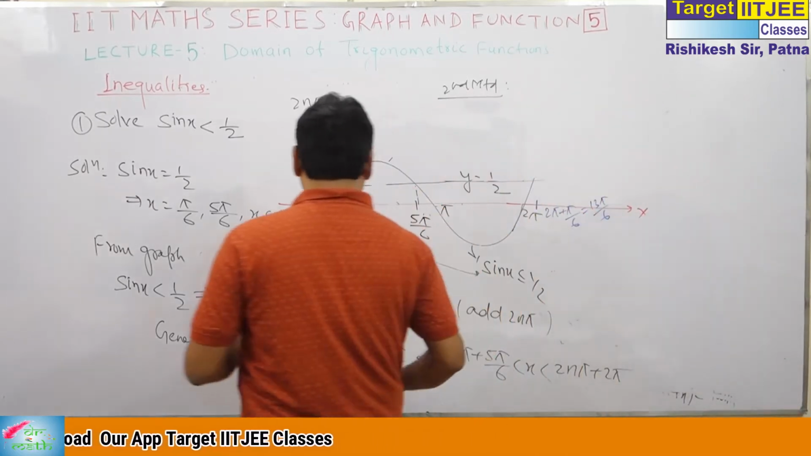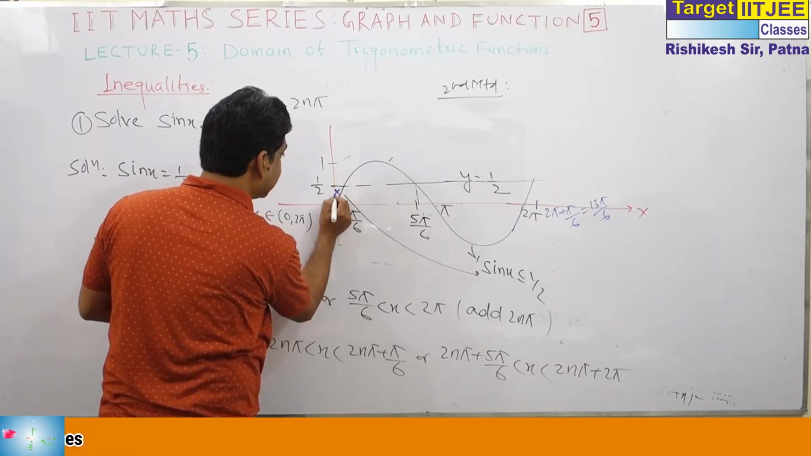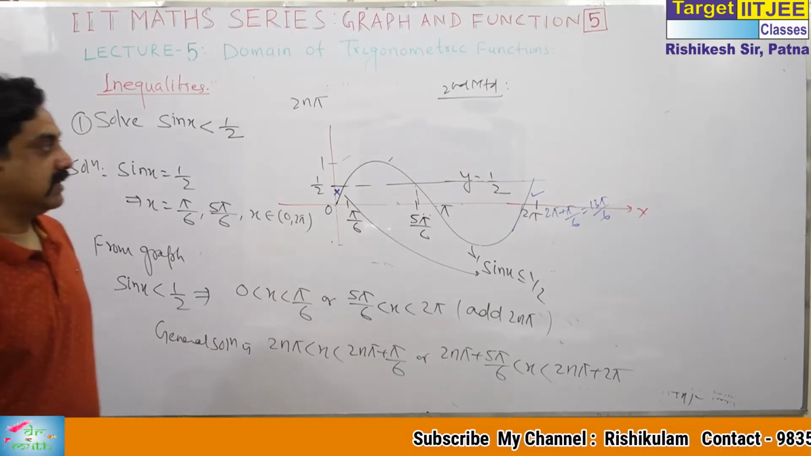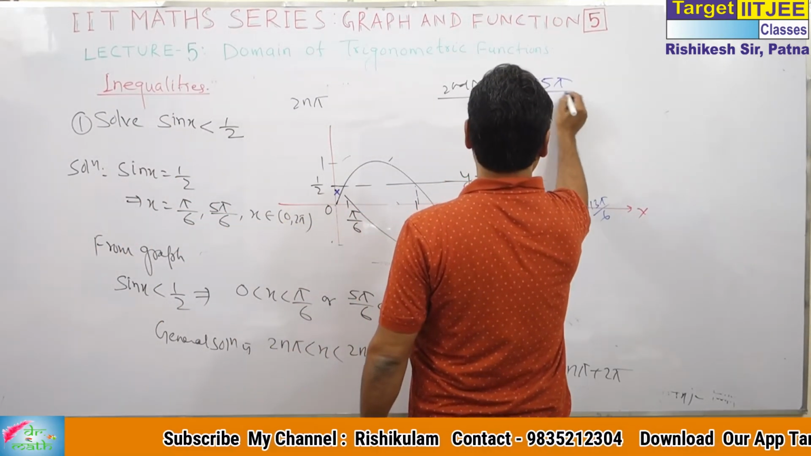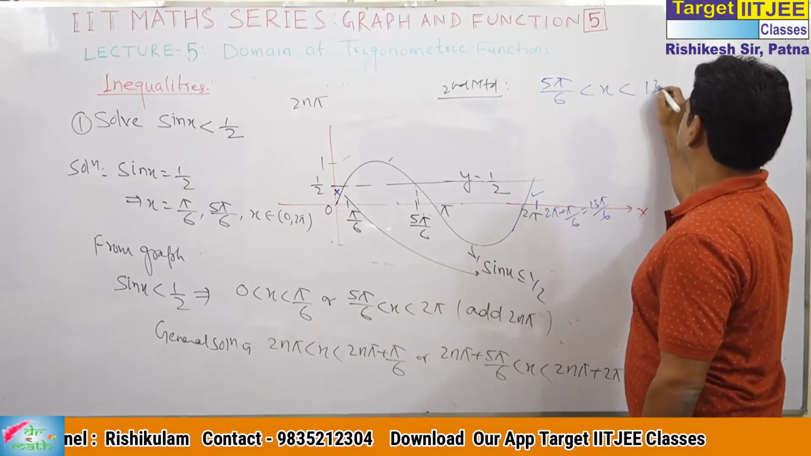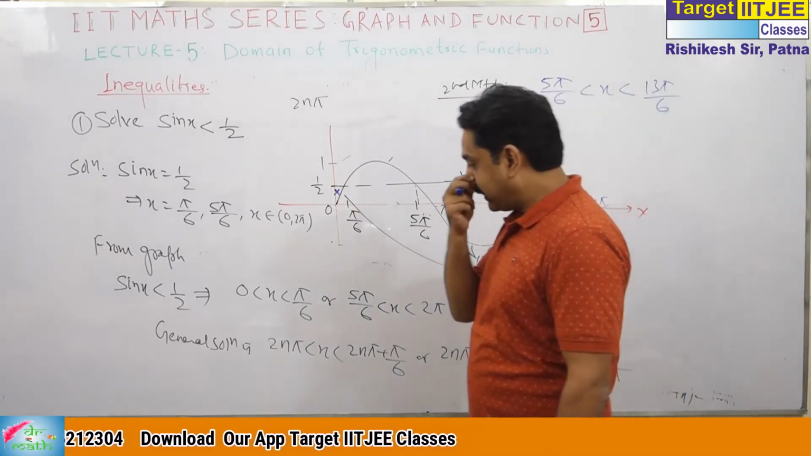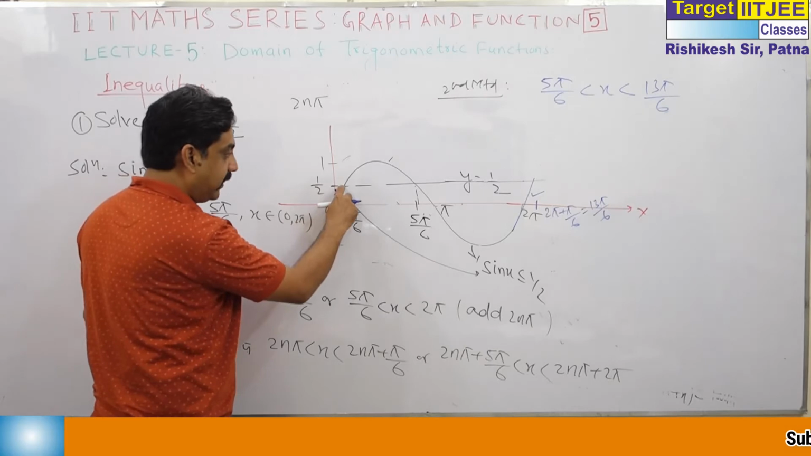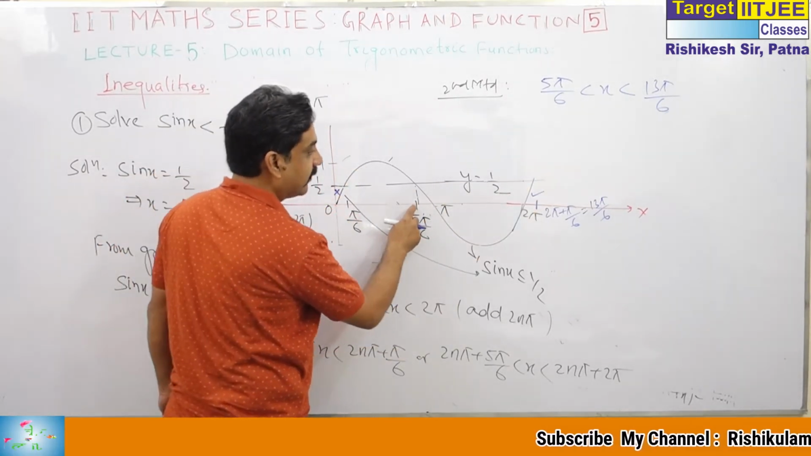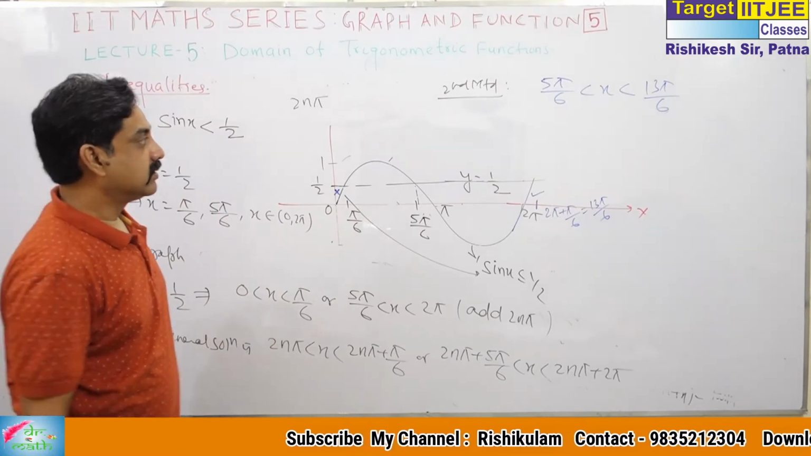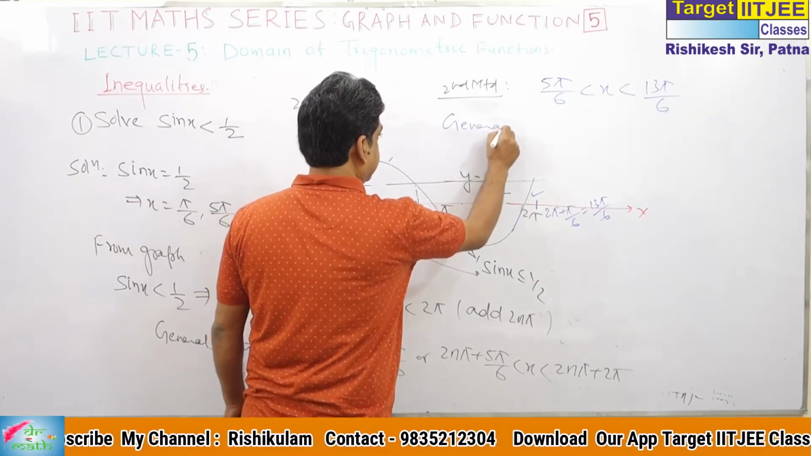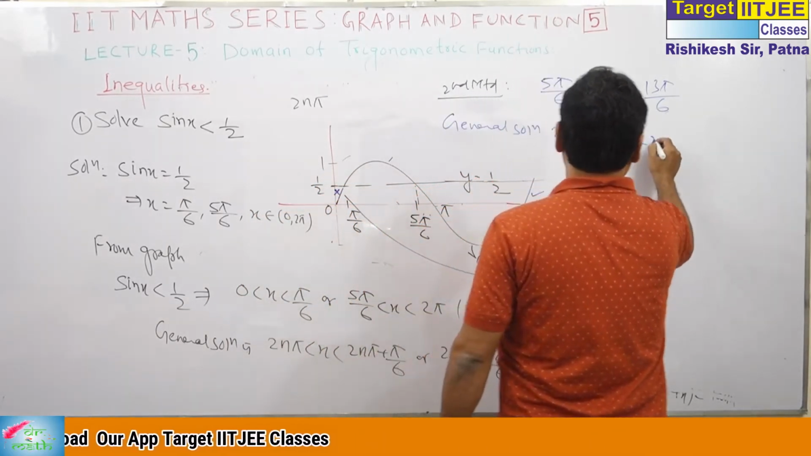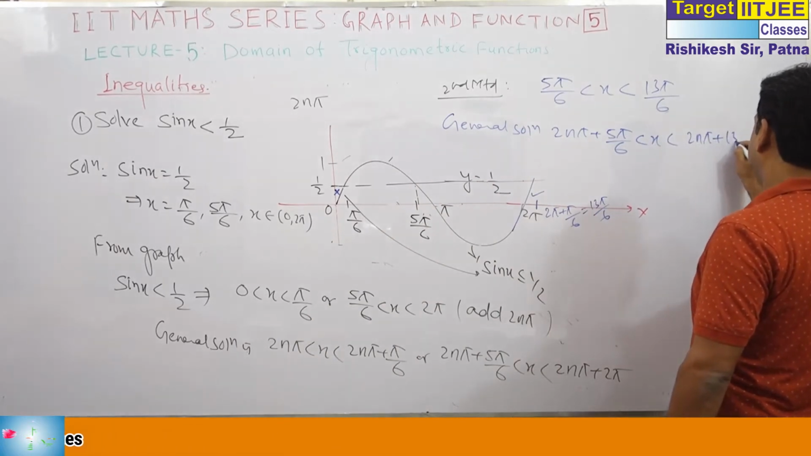Now, I will not take this one, and instead of this, I will take this one. And write the solution as 5 pi by 6 less than x less than 13 pi by 6. Now, we can write it in one single step. Actually, replace this by this. So, now, this is from 5 pi by 6 to 13 pi by 6. What is the general solution? The general solution you can say 2n pi plus 5 pi by 6 less than x less than 2n pi plus 13 pi by 6.